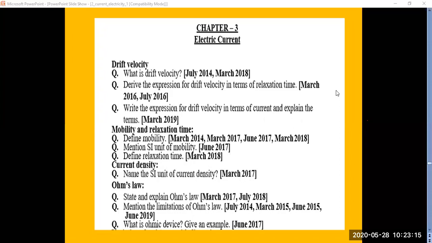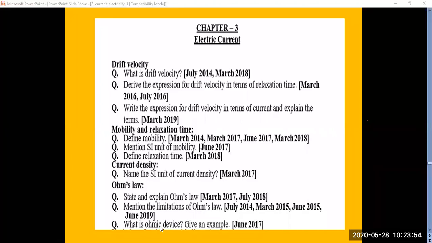Fine, I'll do it. The last question is, what is the SI unit for mobility? After that, you have define relaxation time. So relaxation time is the time between any two successive collisions between the electrons. The next question is, name the SI unit for current density. That was asked in March 2017. Then we have this Ohm's law. State and explain Ohm's law. Mention the limitations of Ohm's law. What is an ohmic device? Give an example.